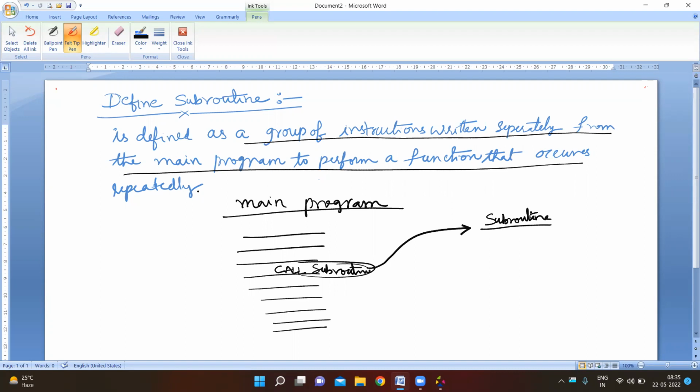that occurs repetitively. See, if we don't write this subroutine program separately, let us assume a timer program is there. So for every 60 seconds, 1 minute should increase. So for every second we need to provide a 1 second delay. For every 1 minute we need to provide a 60 seconds delay.